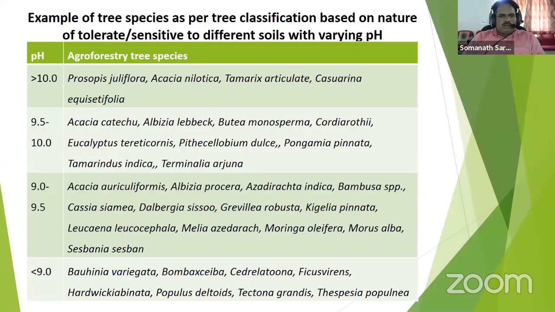These are some tree species important for growing at high soil pH: Prosopis juliflora, Acacia nilotica, commonly known as babul, and Casuarina. These are some species that can be grown on extremely high soil pH, and they improve such soils and improve the soil health ultimately.